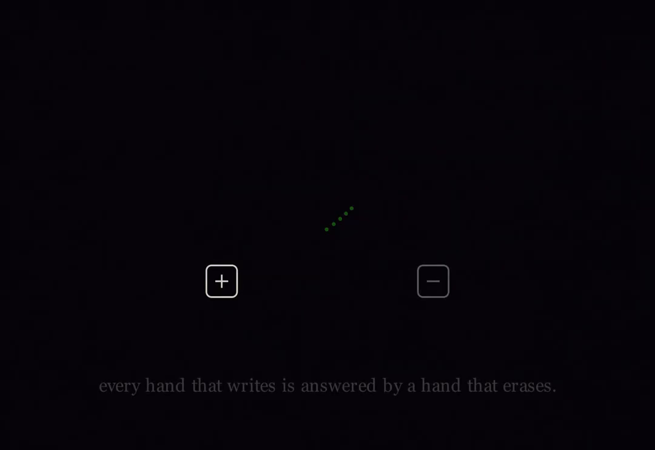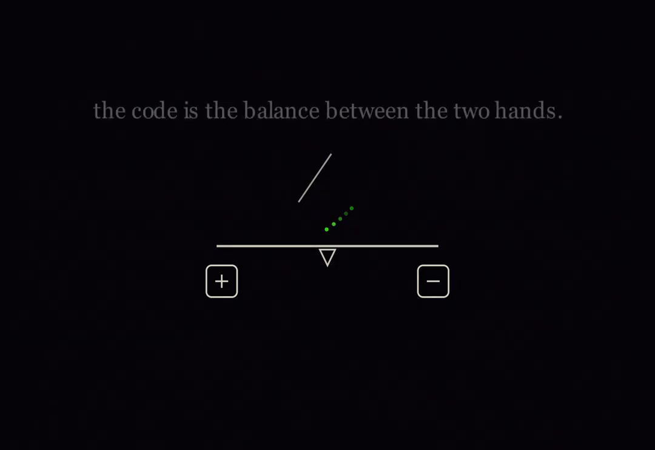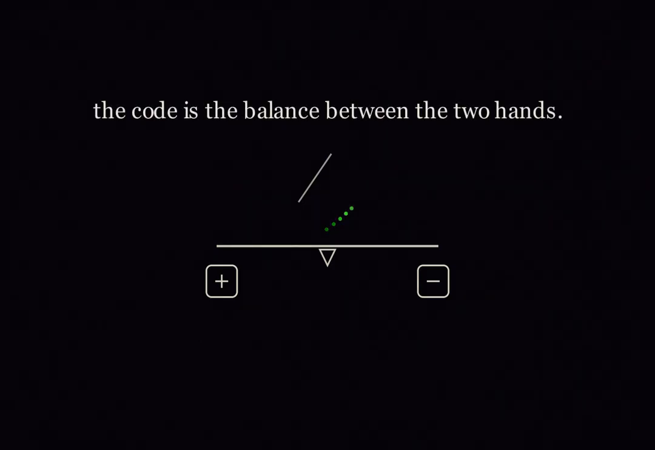Every hand that writes is answered in this account by a hand that erases. The writers string the beads. Somewhere an eraser trims them back. Neither hand ever rests. The state of the lattice at any moment is the balance between the two. The code was never the marks. The code is the balance between the two hands.